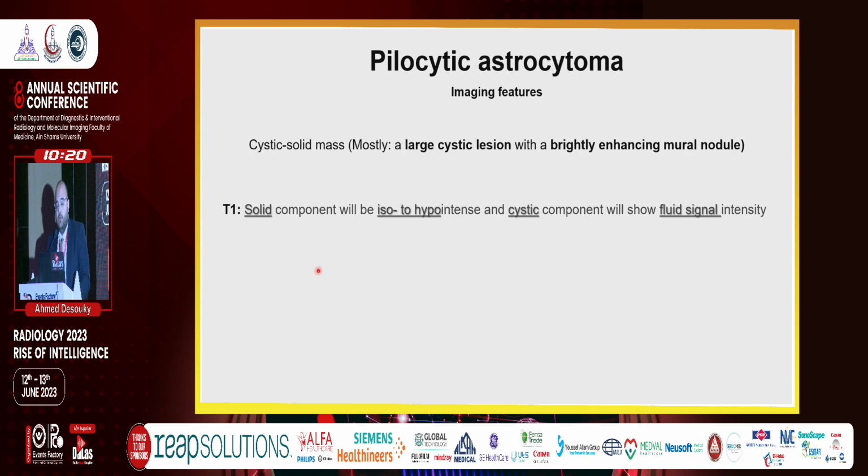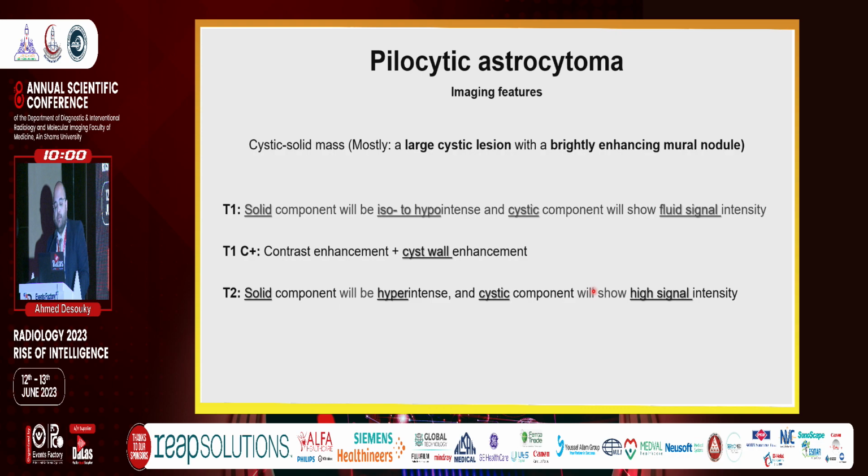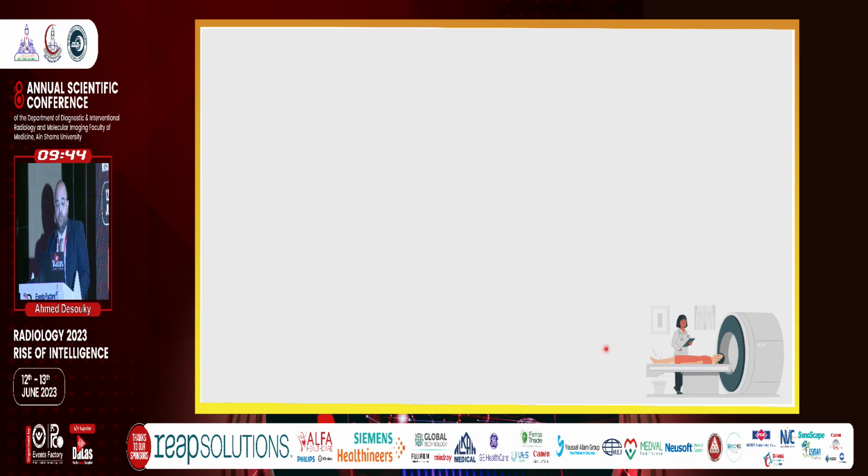In the T1, the solid component will be iso to hypointense, and the cystic component will show fluid signal intensity. The T1 contrast enhanced imaging will show contrast enhancement and the cyst wall enhancement, which is, again, in the majority of cases. Regarding the T2 signal, the solid component will be hyperintense, and the cystic component will show high signal intensity. And to judge the diffusion restriction, of course, there will be no restricted diffusion relative to the gray matter.